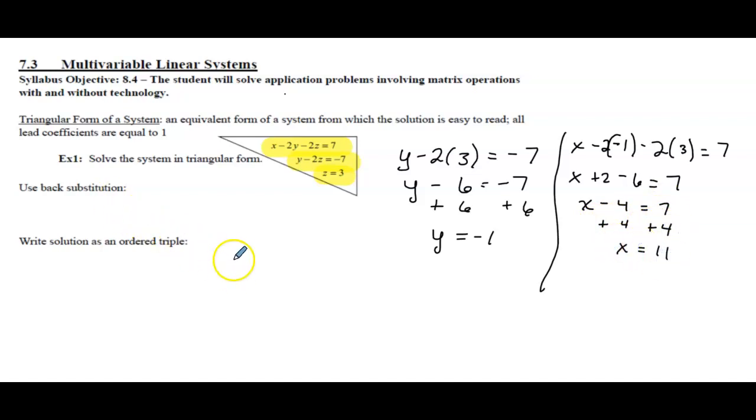When we write our answer, we write it as an ordered triple. So we'll write it as x, and then y, and then z. And if you were to graph it, you graph it in three-dimensional space. So you graph x and y, and then you come out into space to graph z.